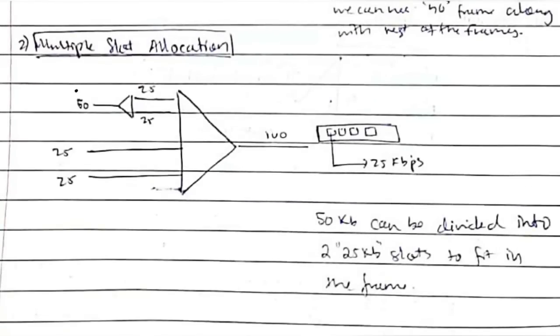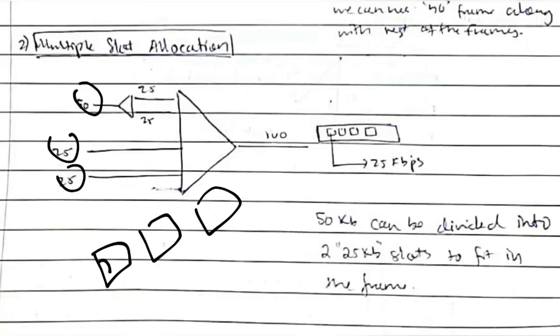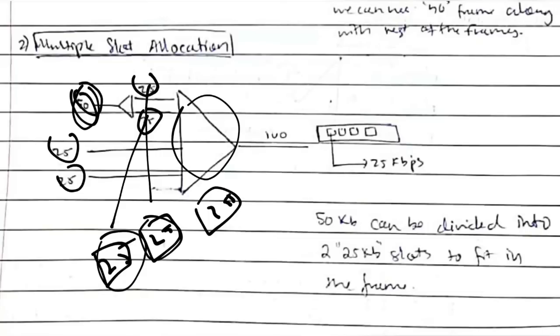The second one is multiple slot allocation. Suppose that 50 is one of the inputs and the slot is just of 25. So 50 cannot be allocated here. For example, each is 25. Now 50 is the input. How can we allocate 50 in it? What we can do is use a demultiplexer. It will divide the 50 into two parts, 25 and 25, so that each will fit in the slot of this multiplexer. This is known as multiple slot allocation. For a single slot, multiple slots are allocated.